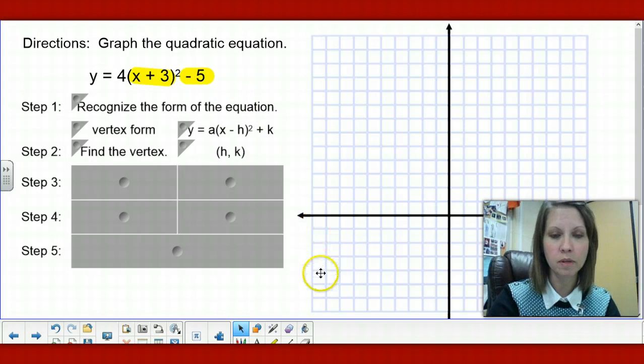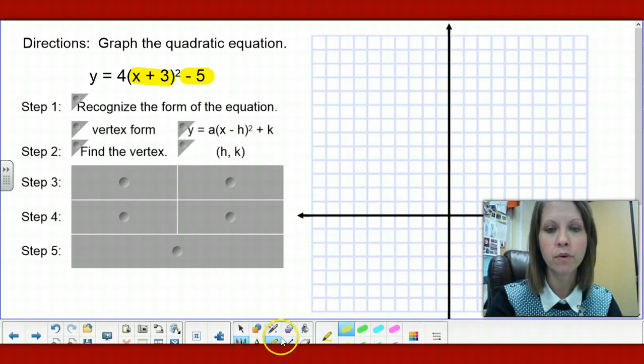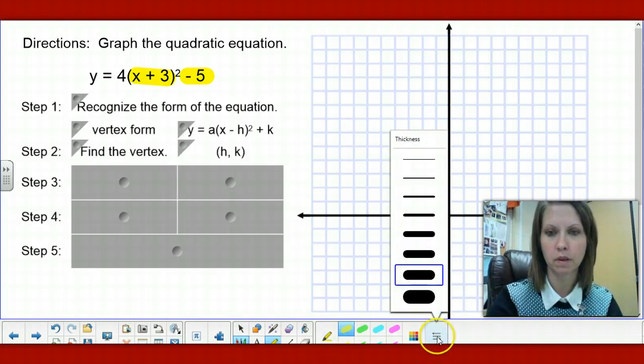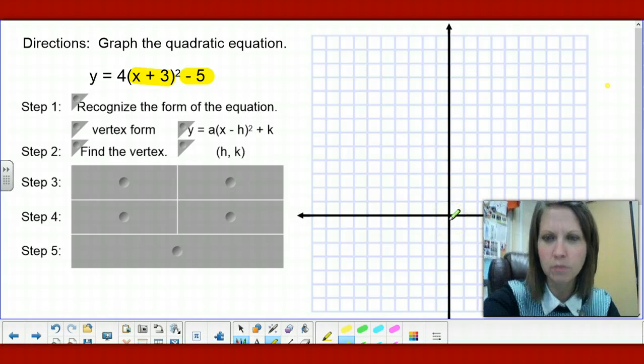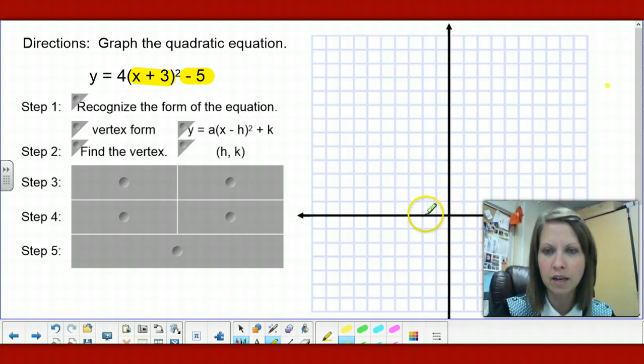All right, so I'm going to try to plot a point for you. Just a normal pen would do. Let's see what I can do here. We're going to go to the ordered pair negative 3, negative 5. 1, 2, 3, 4, 5, and we're going to put a dot there. Make it a little bigger.